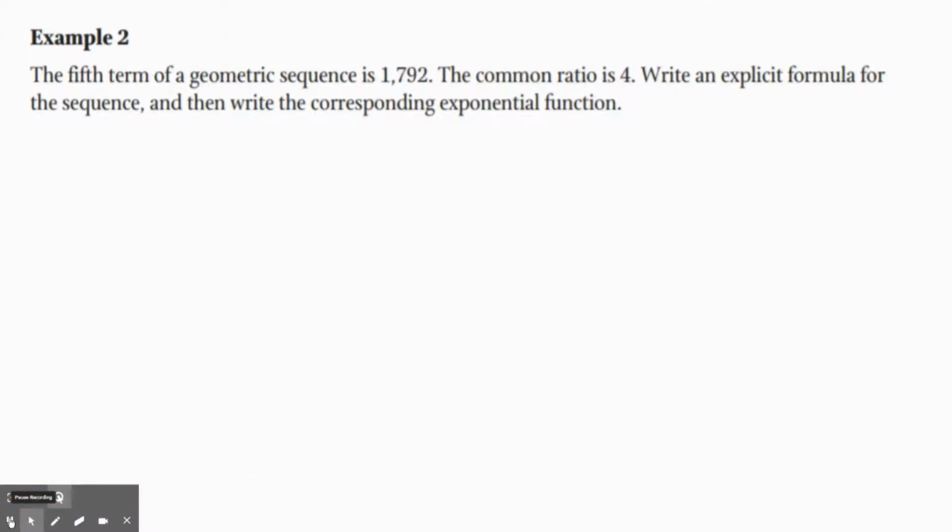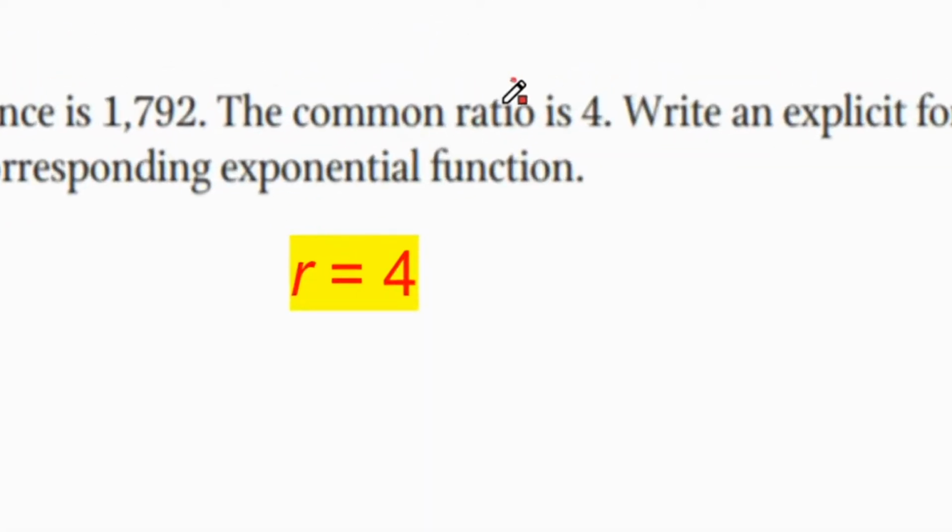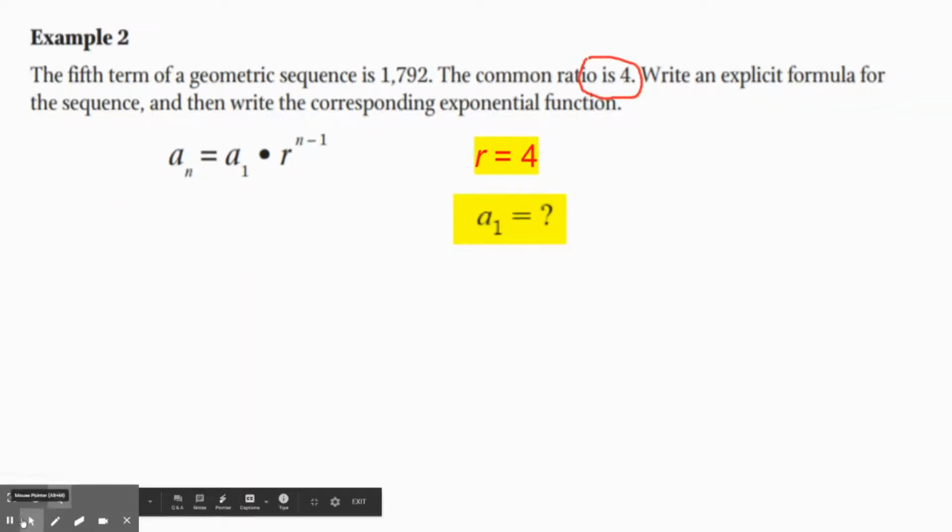Example 2, the fifth term of a geometric sequence is 1,792. The common ratio is 4. Write an explicit formula for the sequence and then write the corresponding exponential function. So we'll be using function notation at the very end. So there's that explicit formula again. A sub n equals the first term times the common ratio r raised to the n minus 1 power. R is equal to 4. I mean, that was given to us in the problem, but we don't know the first term.